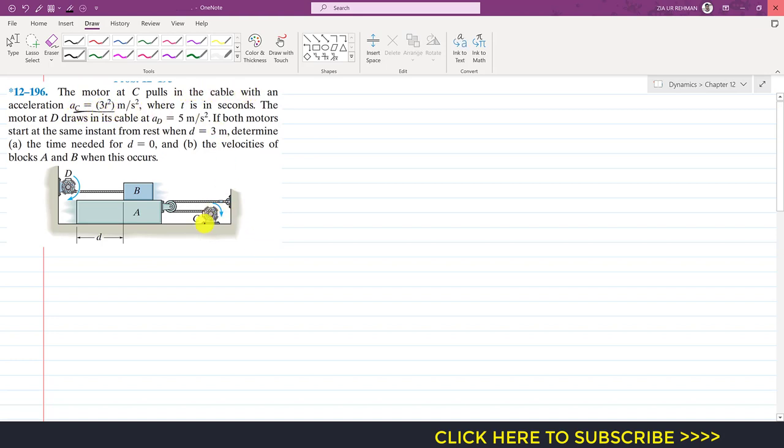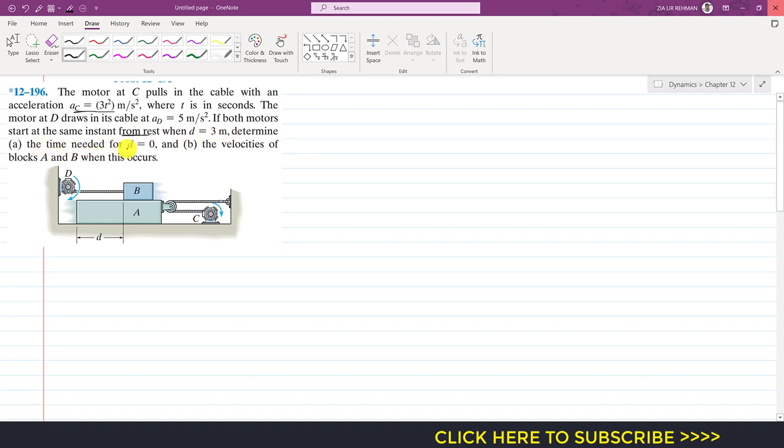In this problem it is said that the motor at C pulls the cable with an acceleration AC. The motor at this particular point C pulls this cable with an acceleration of 3t² meters per second squared, where t is in seconds, and the motor at D draws in its cable at 5 meters per second. If both motors start at the same instant from rest, when d is equal to 3 meters, determine.